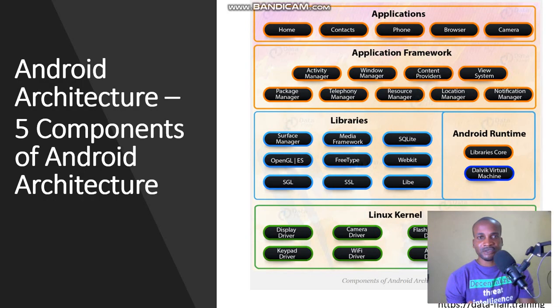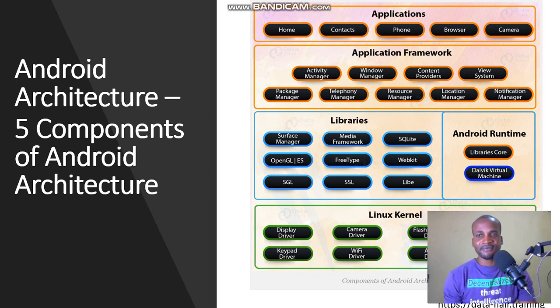The applications sit on the application framework. It is the topmost layer in Android architecture. This topmost layer of Android architecture consists of native Android applications and third-party installed applications.